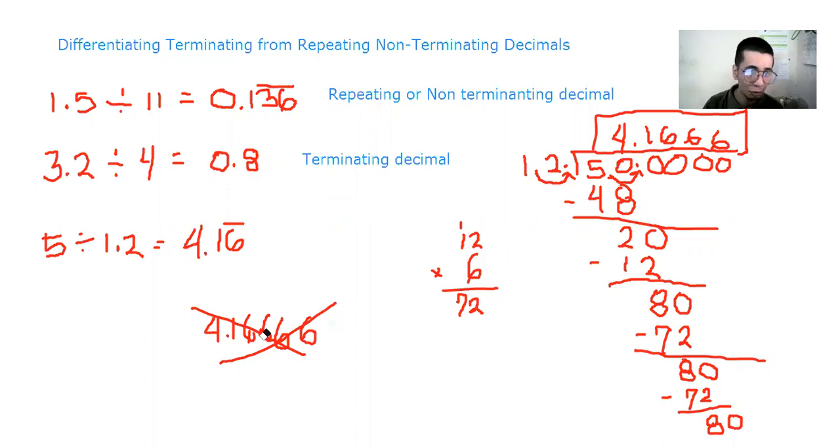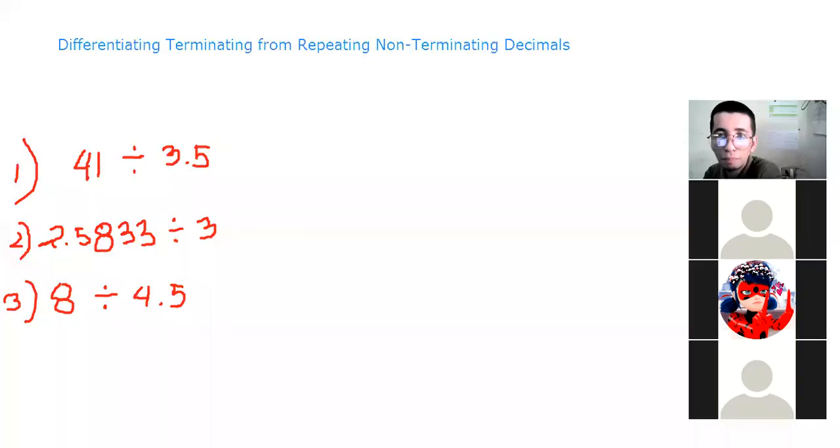So, take a copy. Copy niyo muna. Okay, we have here 3 questions about division of decimals. And we have 41 divided by 3.5, 5,833 10,000s divided by 3, and 8 divided by 4.5. Let's go to 41 divided by 3.5. Sulat muna natin si 3.5 as our divisor. Then, nasa loob natin is 41.